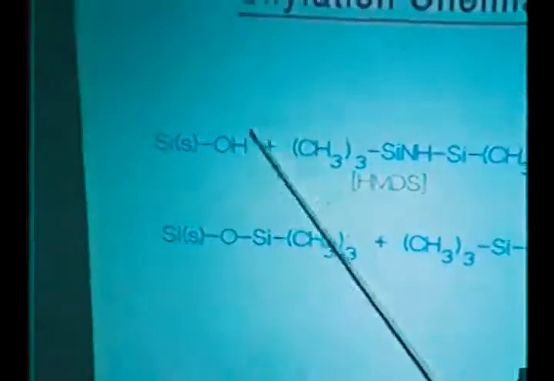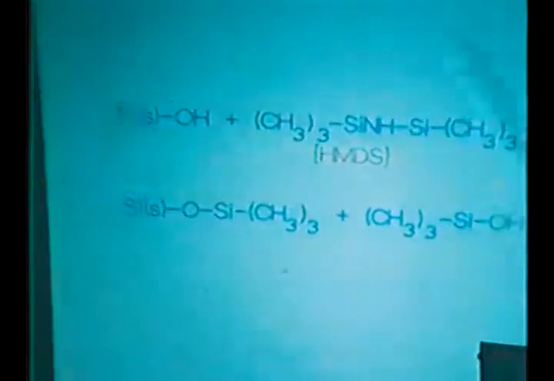This will react with the silica surface to form a new siloxane linkage capped with a three-methyl group. This would be a trimethylsilyl group. And then you get reaction products.